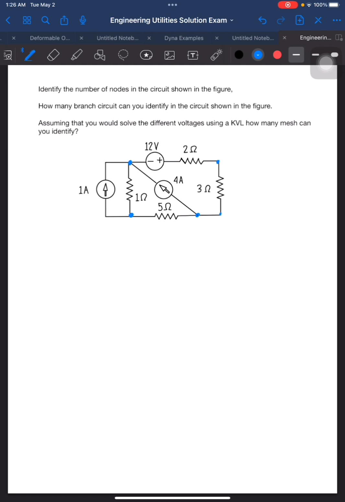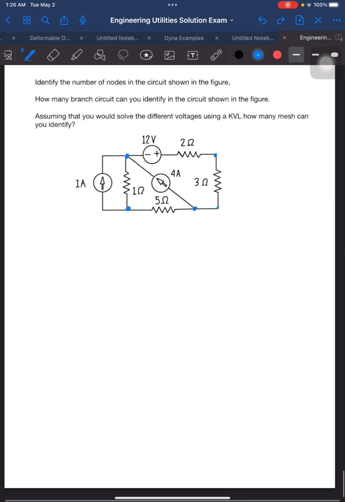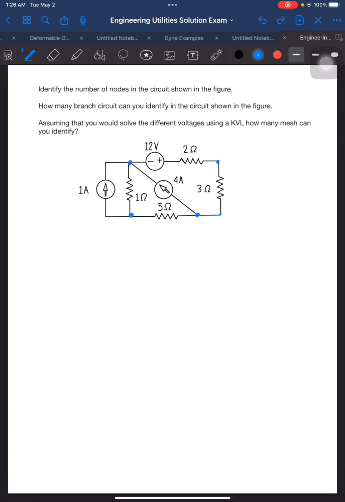So, bakit hindi ko nilagyan dito or dito? Since ito, isang element lang to, diretso lang to na nakakonekta dito. So, hindi na lalagyan dito. Ganon din sa baba kasi diretso na siya nakakonekta. Hindi ibig sabihin na yung node is corner. Basta, yung node is yung point in network where two or more circuit elements are connected.